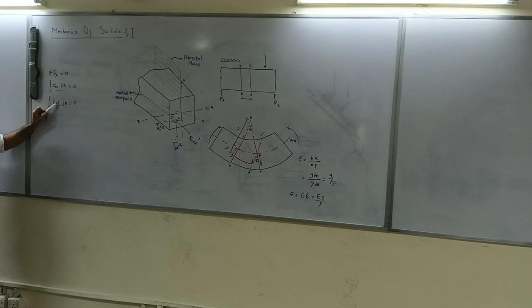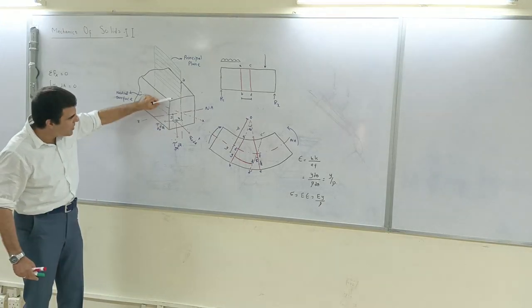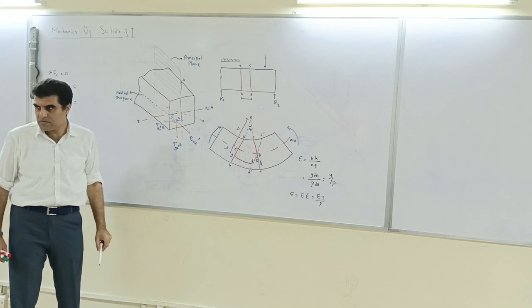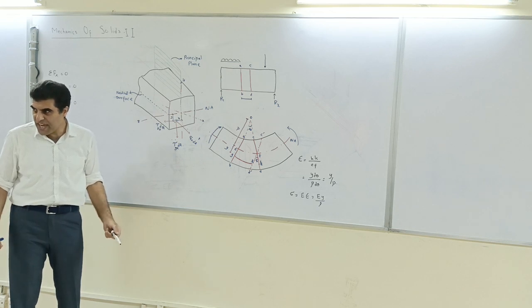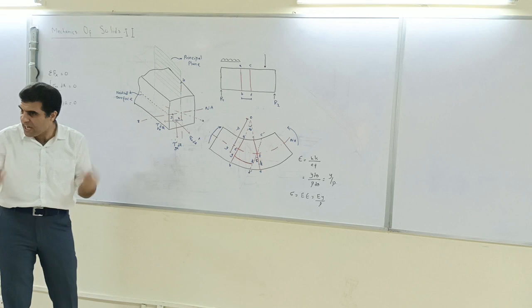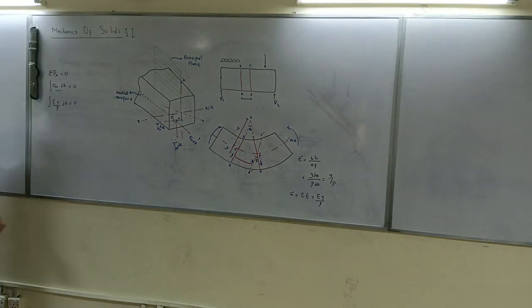Why? Can Y come out? The answer is no. Why? Because Y is a dimension of this area. That's why Y can't come out. If you keep on changing your Y, your area will keep on changing. So Y is a dependent variable. So therefore Y can't come out.